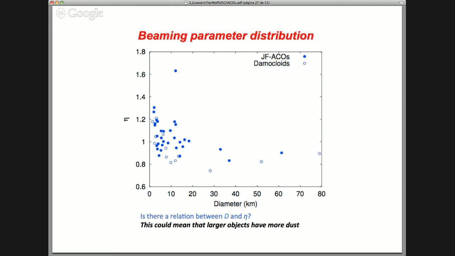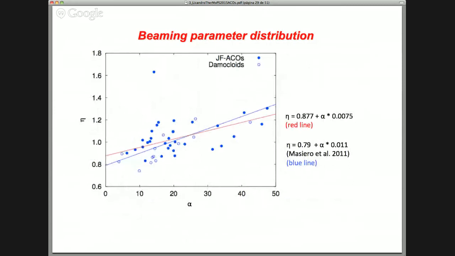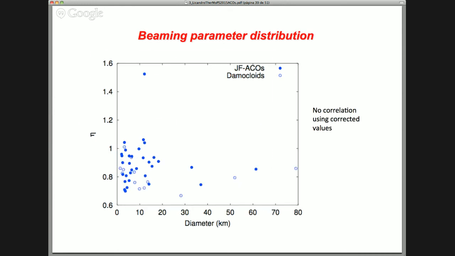But the other thing we explore is a relation with the aspect angle of the observation, based on previous papers that claim that there is a relation between eta and the phase angle, particularly the one by Maziero et al. And here you can see eta against alpha for our ACOs, and we found this relation, which is very similar to the relation by Maziero et al. in blue. And if you apply this slope correction to the data, what happens with the relation between eta and diameter? It just disappears. So it seems that the eta dependence on the aspect angle makes it disappear.